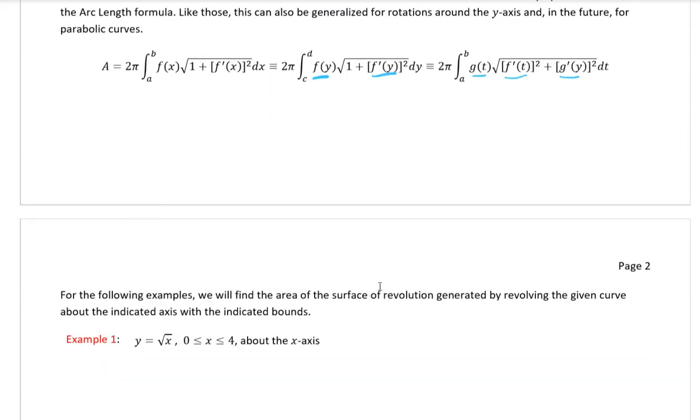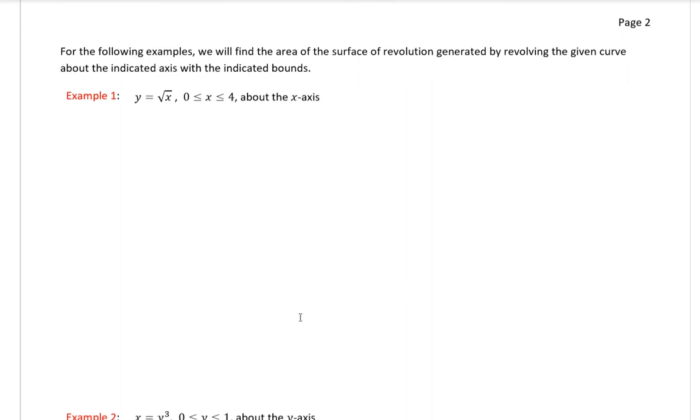With these equations in mind, let's do a few examples. For the following examples, we're going to find the area of the surface of revolution generated by revolving the given curve about the indicated axis with the indicated bounds. So we have a curve, we have the bounds, and we're going to rotate around the given axis. For these, we're always going to be rotating around the x or y axis, just to make it simple.